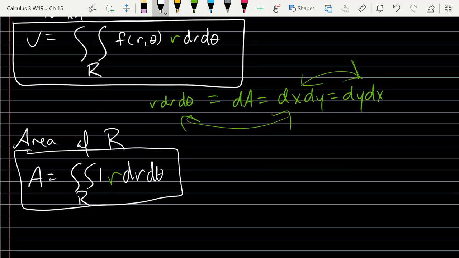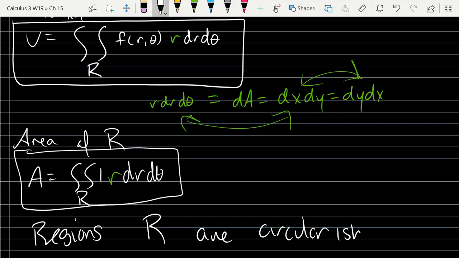So what changes with our regions? If you're using polar coordinates, they better be, I'll describe them as circular-ish. So they're not going to be circles. They may look like pizza crust, or they may look like part of a circle, but they should have some type of circular shape to them, or else you shouldn't be using polar coordinates. If you have a square rectangle, you probably should not be using polar coordinates, or you're going to have crazy endpoints that include weird sine, cosine functions. So don't mess with polar coordinates unless you see that your region has some type of circular shape to it.